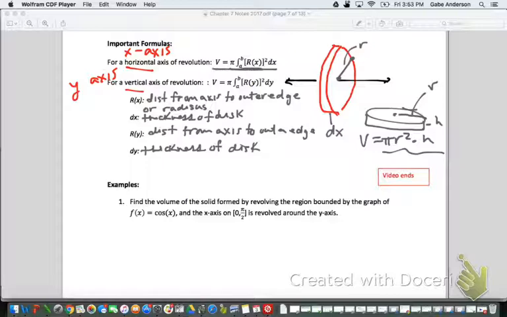Your big takeaway here is we've got to have these formulas solid. I wanted to show you where they come from, so you have an understanding of it, and maybe if you do forget the formula, you might be able to kind of reason your way back towards it.